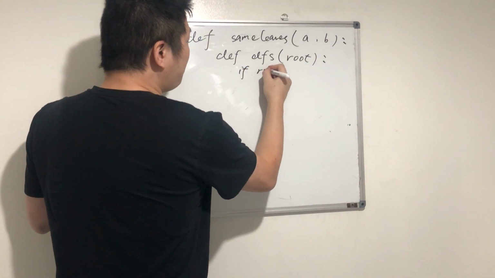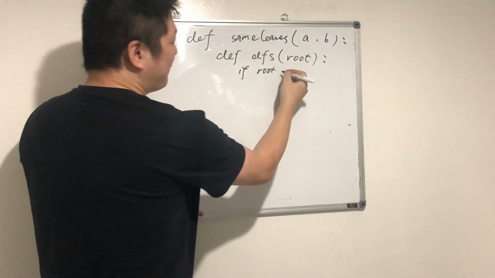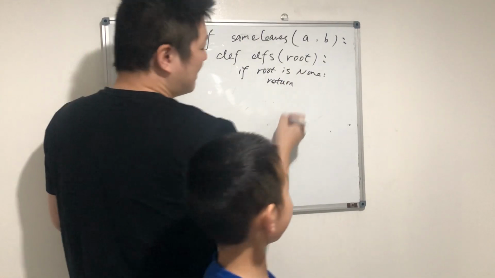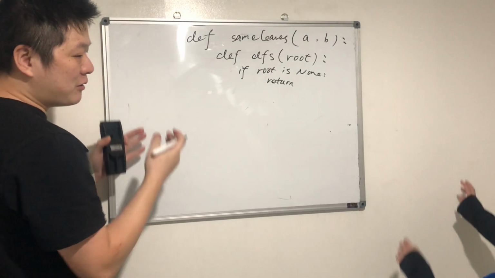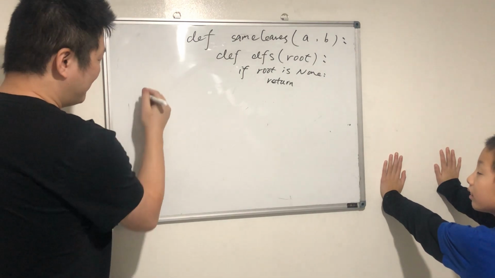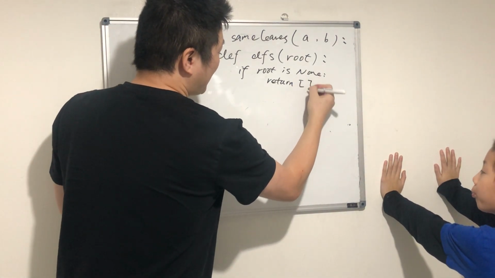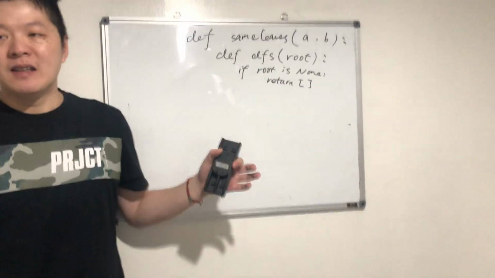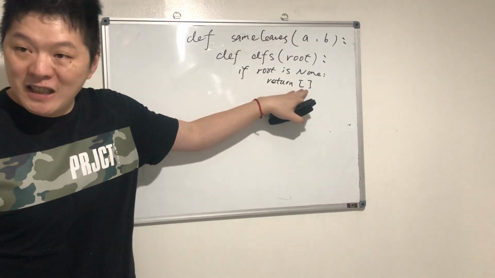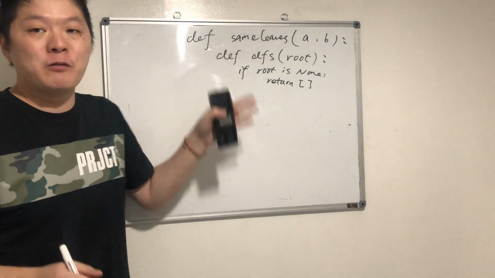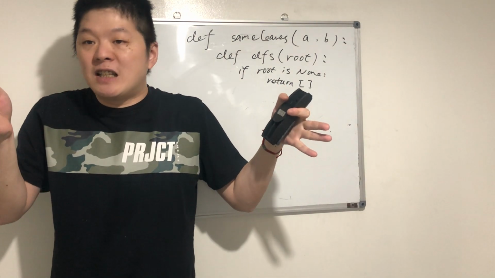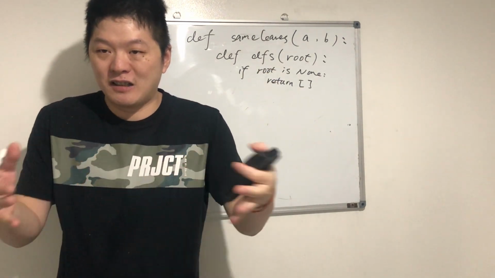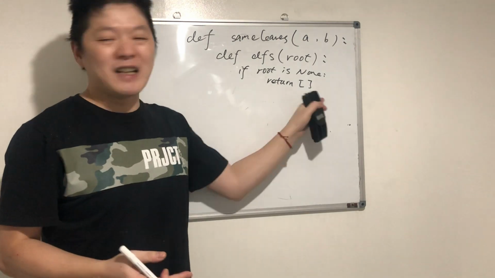So look, if root is none, then we should return what? We want to return an empty bracket, which is an empty list. I'll tell you why it's an empty list, okay? Because if the root is none, it doesn't have any leaves. That's right, it doesn't have any leaves, empty. So basically, this function will return a list of leaves in order, right? And if it's none, it means there are no leaves in the bucket. You can say it's a bucket, yeah? A list.